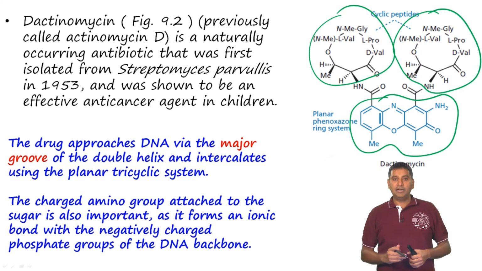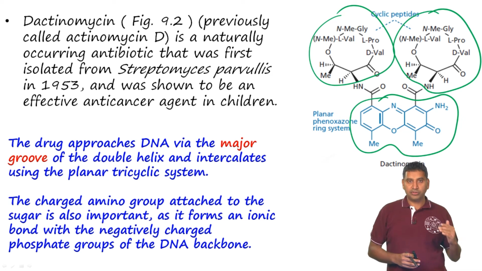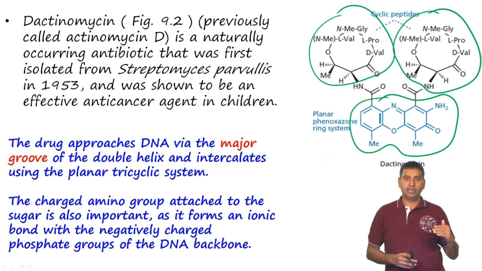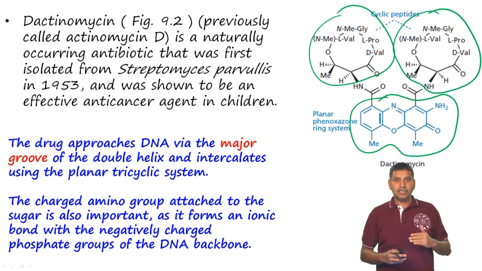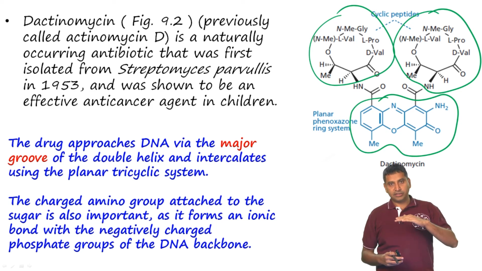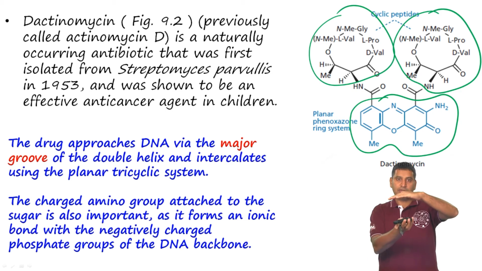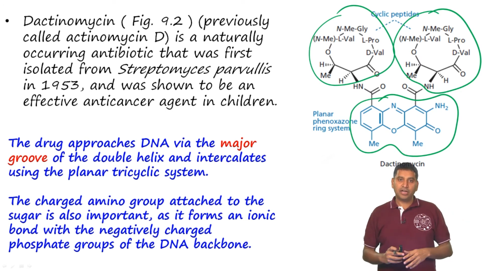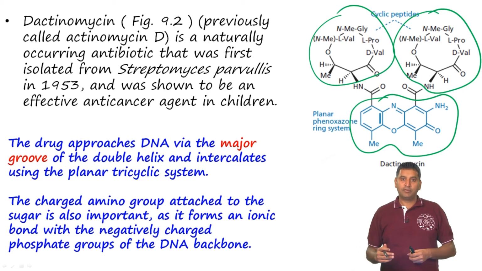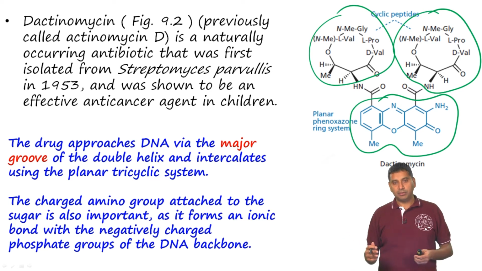And the drug approaches DNA via the major groove of the double helix, and after it intercalates, the planar tricyclic system gets between the two base pairs, as we have seen previously. The charged amino group attached to the sugar is also important, and it forms an ionic bond with the negatively charged phosphate groups of the DNA backbone.